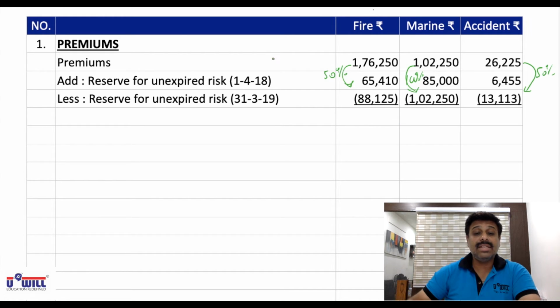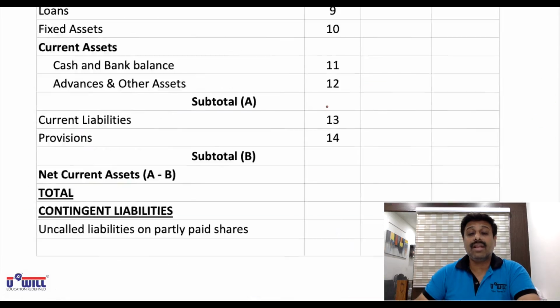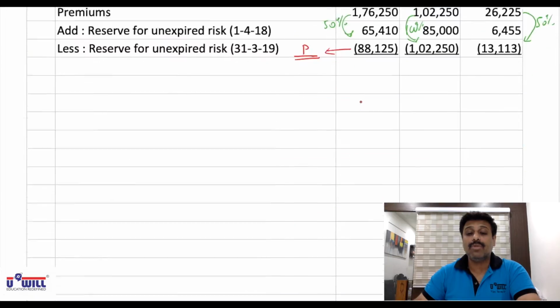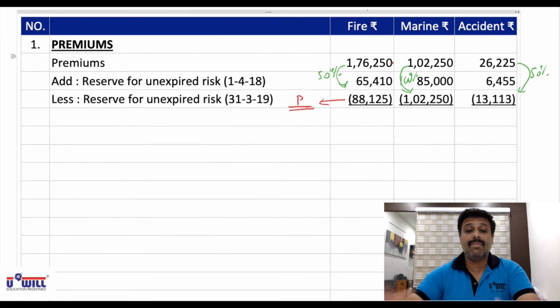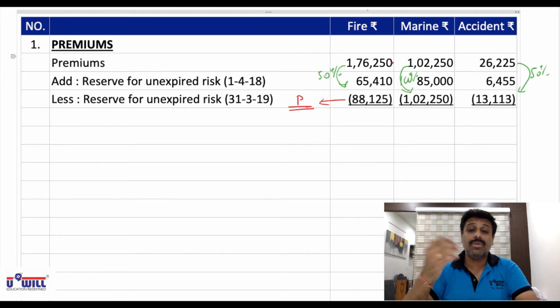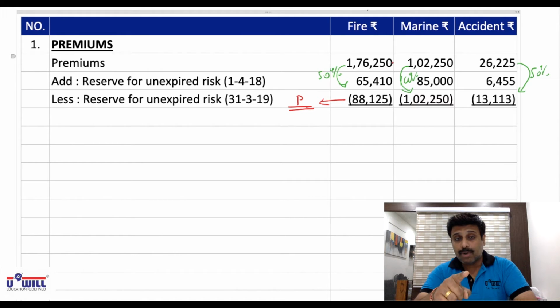One more thing: this reserve for unexpired risk will have a second effect also. It will come in provisions. This item, after current liabilities, will come in provisions also, because these amounts we have kept aside as reserve for unexpired risk, and we may have to pay this amount in future because the policy is going to expire in the next year. So since in this question we are making a balance sheet also, the closing balance of reserve for unexpired risk will also be shown in the balance sheet under the heading of provisions.